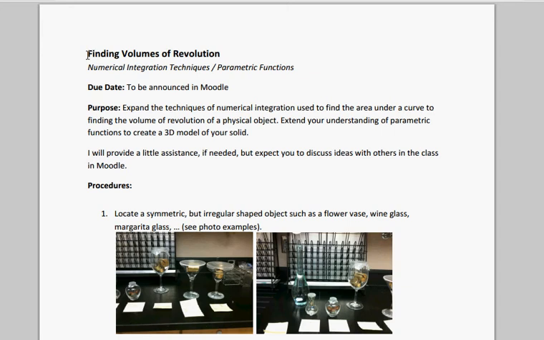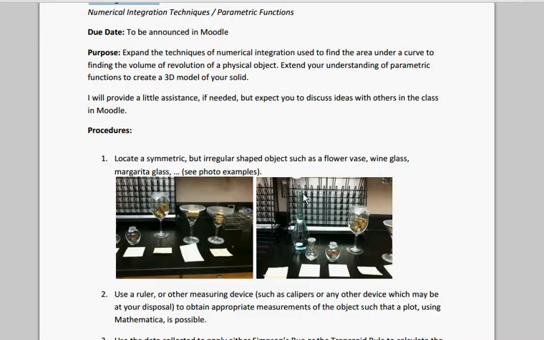Okay, here's our project. We were tasked with finding the volume of an irregular shaped object. In this case, my object was this vase right here. I was given calipers, and we were to take measurements of this object and use them with Mathematica to determine what the exact volume is.